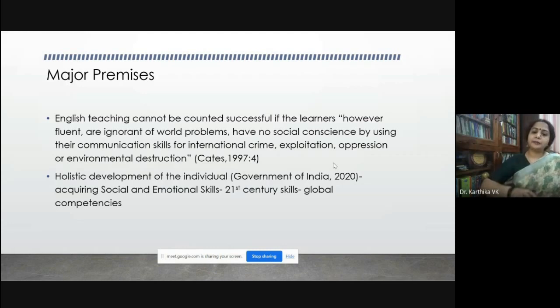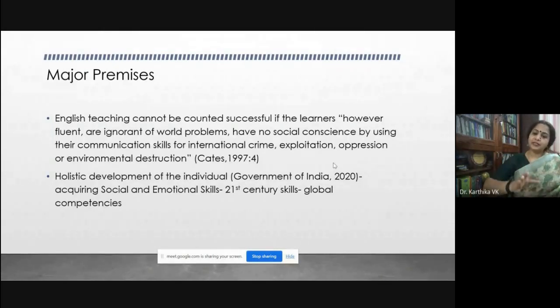So there are two major premises on which I base this particular talk. And the first one, as you can see, even if the learners whom we teach in our classrooms are so proficient in English, if they are not socially conscious, and they don't have this faculty of conscience operating for getting engaged in any kind of disasters that is happening around them, then the entire point of education is missing. Not philosophy, but this is actuality.